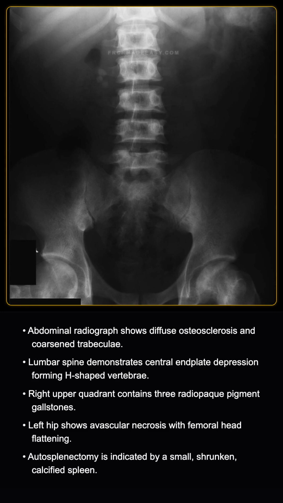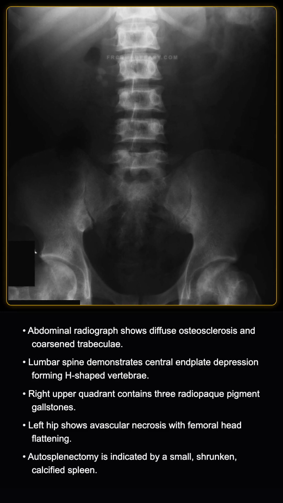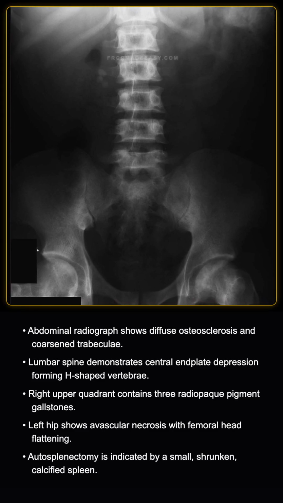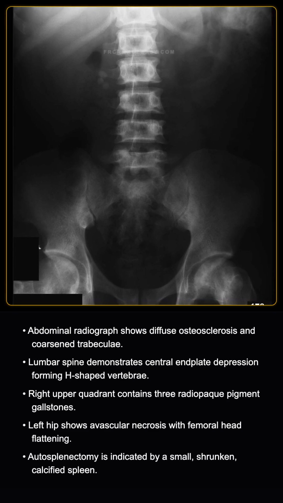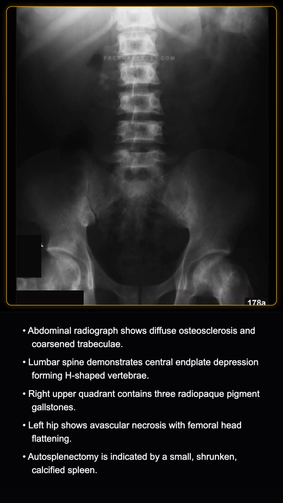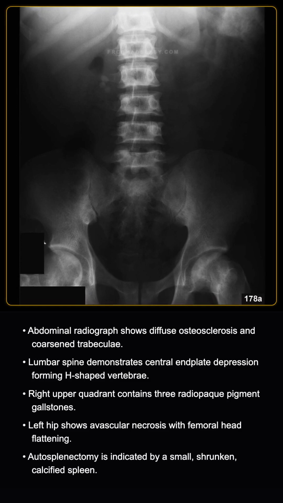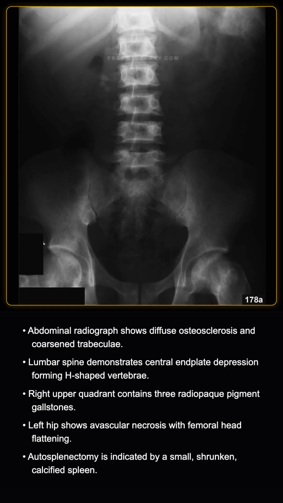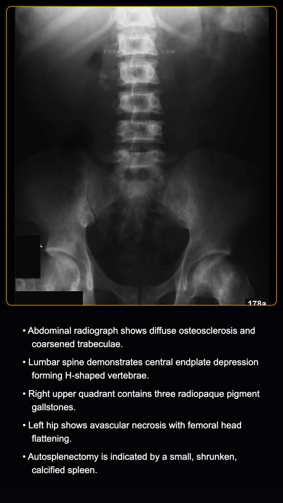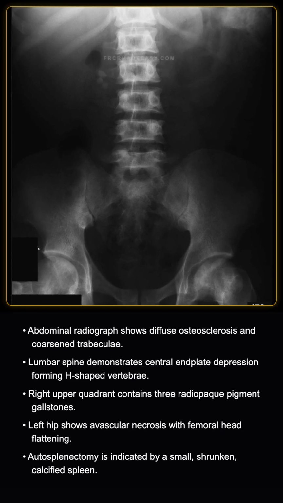In the right upper quadrant, 3 well-defined radiopaque densities are projected outside the right kidney, consistent with pigment gallstones. The left hip shows subchondral sclerosis and flattening of the femoral head, indicative of avascular necrosis. Additionally, there is a small, shrunken, and densely calcified spleen, representing autosplenectomy from recurrent splenic infarctions.